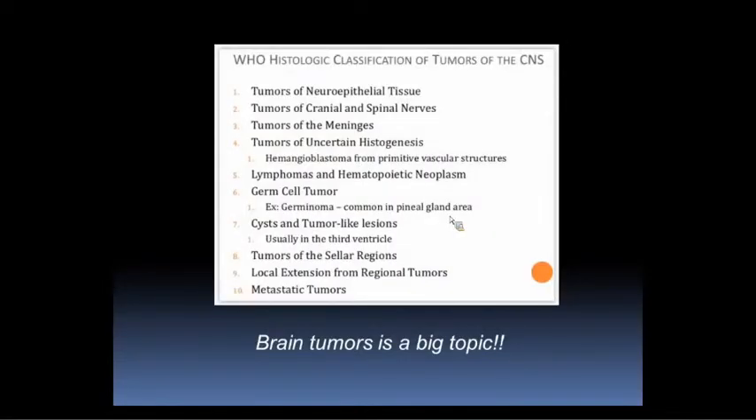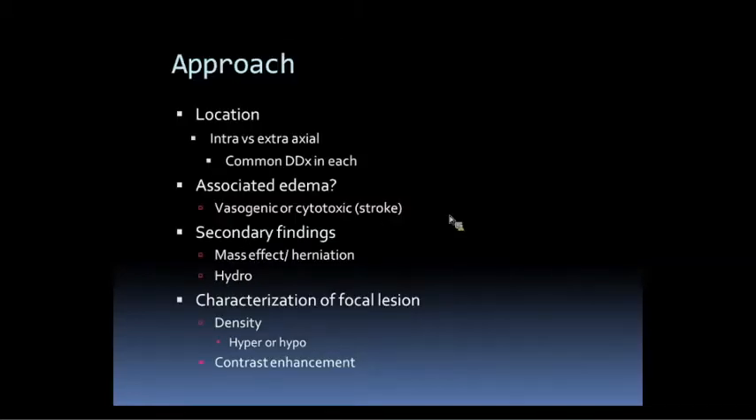So don't worry, we're not going to go through all of these tumors here. The point is just that brain tumors is a huge topic, and clearly, each one of these categories could be a whole lecture in itself. But what's really within the scope here is to look at a basic approach for lesions that are not stroke or hemorrhage. When we see an abnormality in the parenchyma, how do we approach it and make some sense out of it? So the first thing I think is just to decide the location.